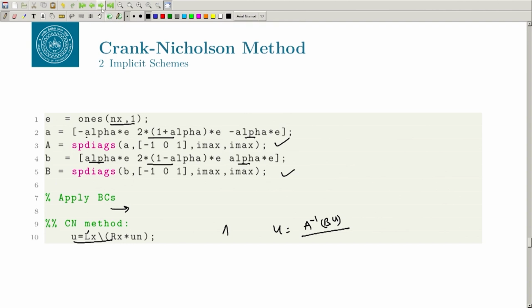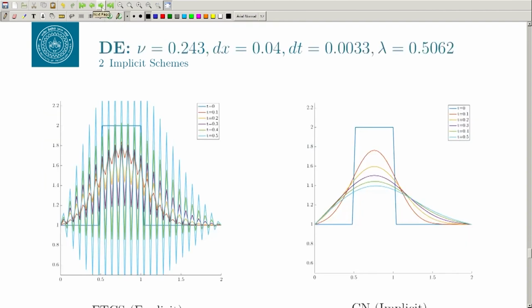I will show you one example here. This is the extreme case that we had considered for the diffusion scheme, where nu was 0.243, recall that we have discussed in the last class. So, that gives you the lambda or the alpha value as 0.5062, and we saw that for the explicit scheme it basically blows up. You can see it here, this is the explicit scheme, forward in time and center in space.